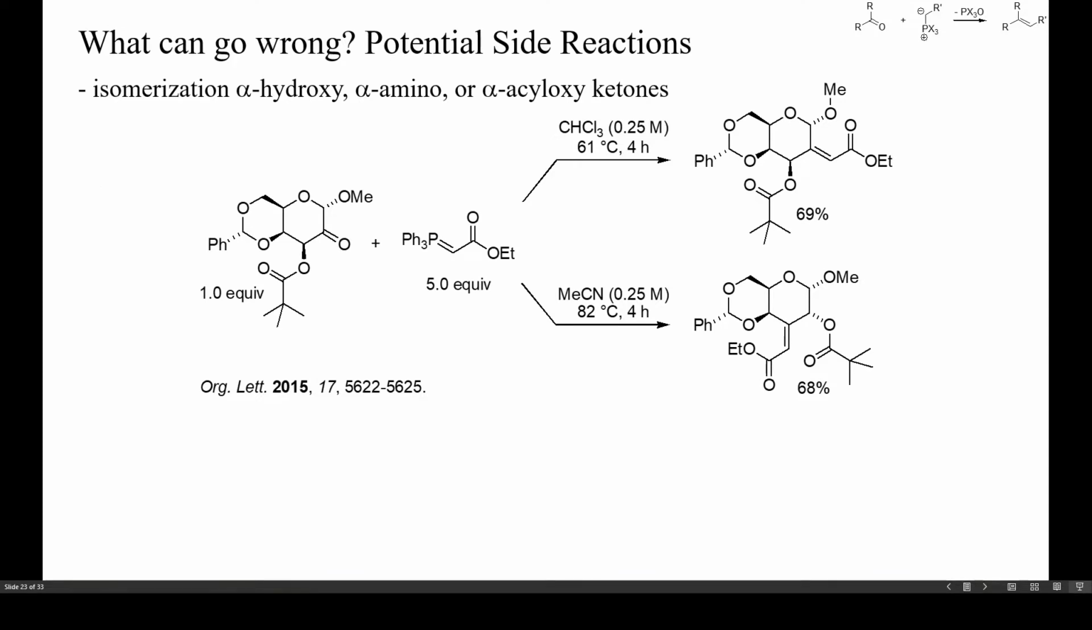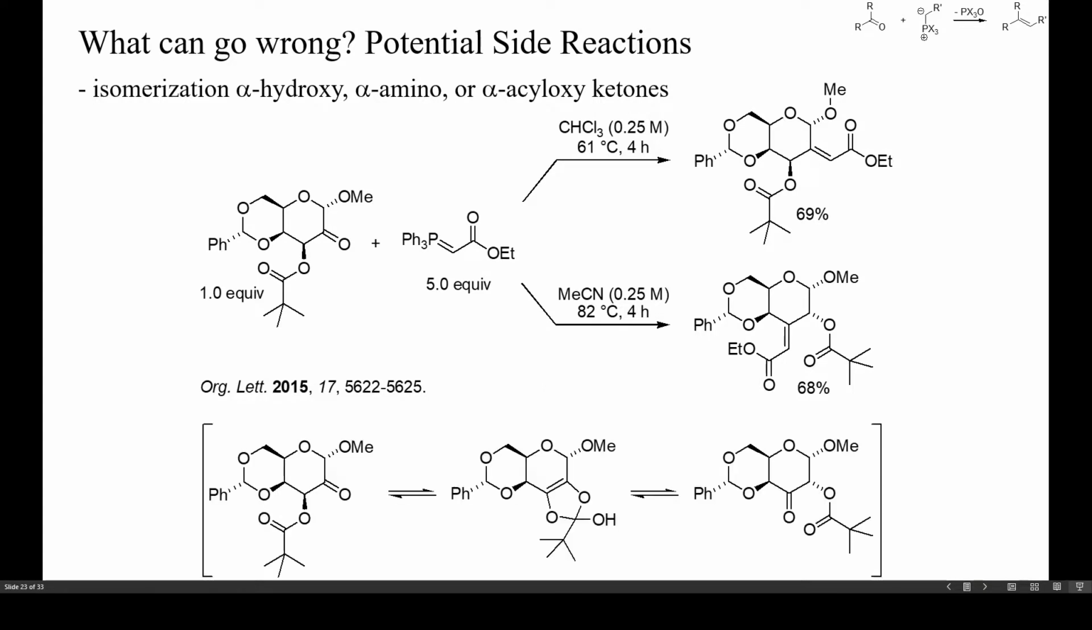Ketones with alpha-hydroxy, acyloxy or amino groups may isomerize into regioisomeric ketones. This can cause the formation of unexpected olefins, as in this example. Here, when the Wittig reaction was conducted in acetonitrile, another product resulted than in chloroform. These isomerizations occur by simple enolization and acyl migration, as shown here.